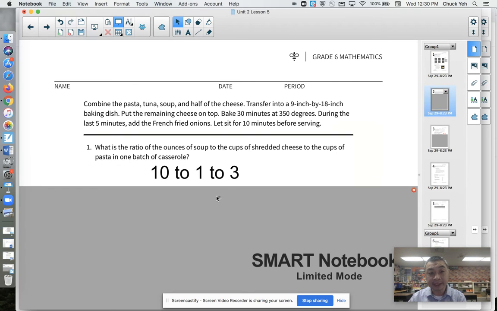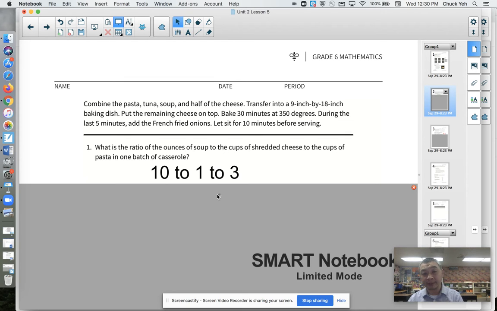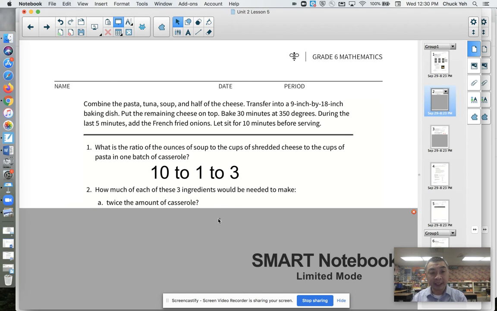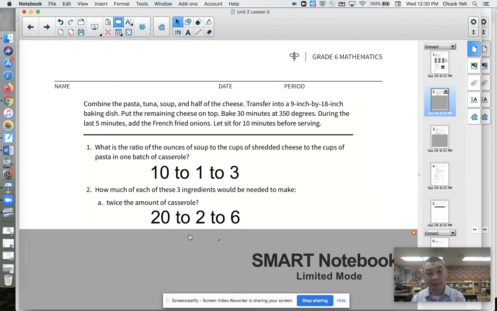The answer is 10 to 1 to 3. So a ratio has to be at least 2 numbers. It can be 3 numbers, 4 numbers, up to you. But it has to be at least 2. Okay? So 10 to 1 to 3. Now on 2A, how much would be the twice amount? If this is 1 batch, how much is it for 2 batches? So we would multiply those numbers, right? You would get, wait for it, 20 to 2 to 6.